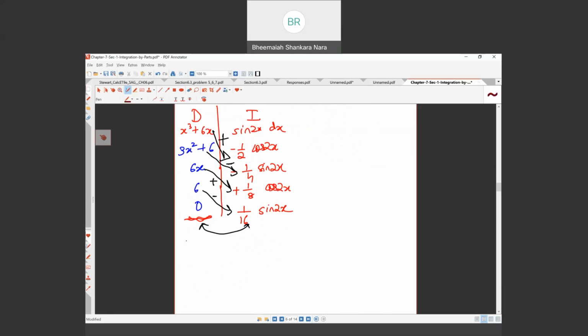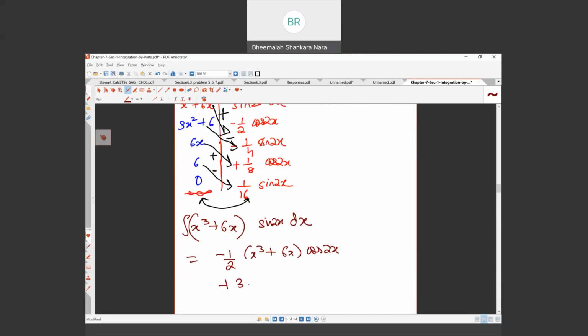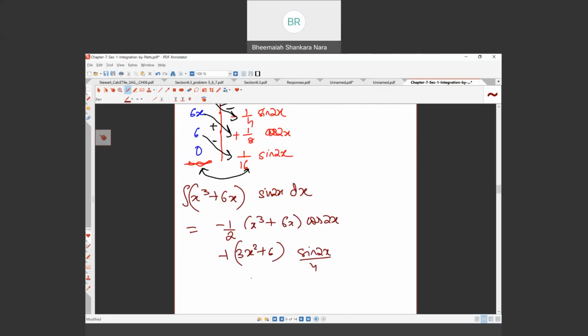So integral x cubed plus 6x times sine 2x dx. When you multiply the first term, you have negative half x cubed plus 6x cosine 2x. Multiply the second term, you have 3x squared plus 6 times sine 2x divided by 4. Then you have 6x divided by 8 cosine 2x. And one last term, 6/16th negative term sine 2x. And then a constant of integration plus c.